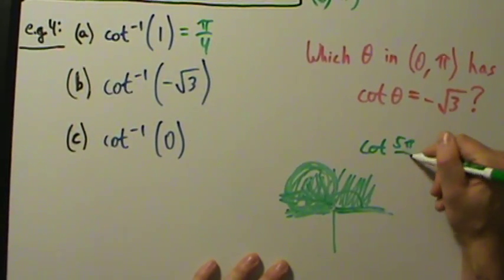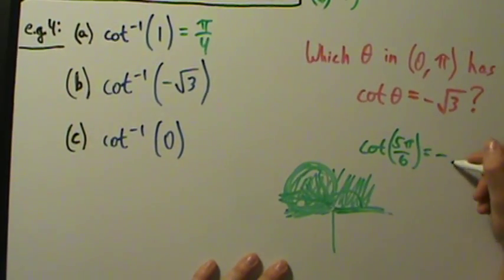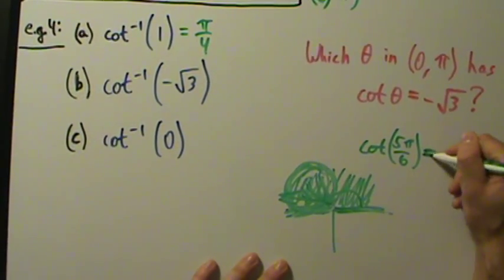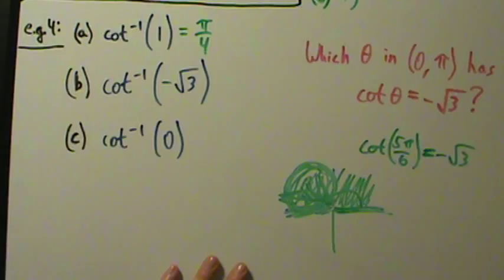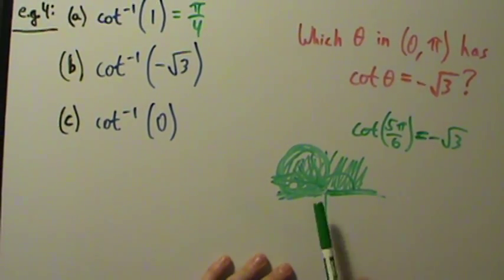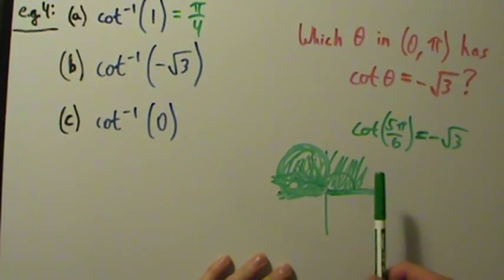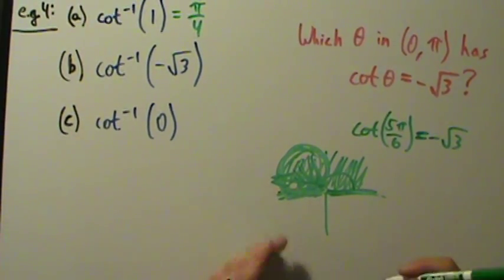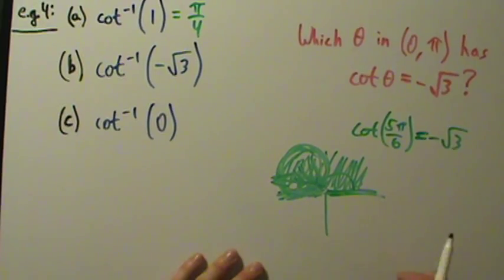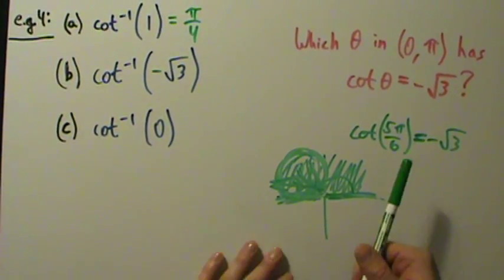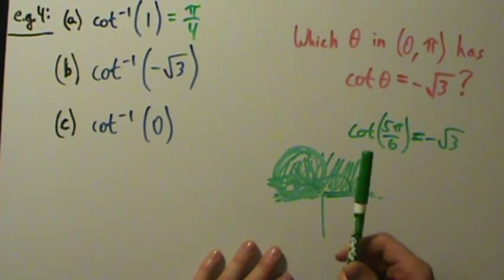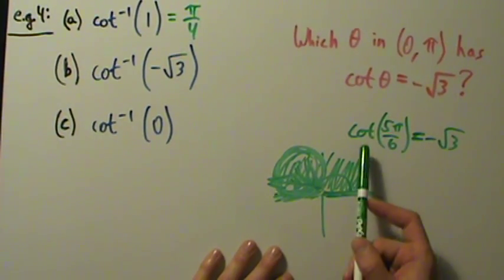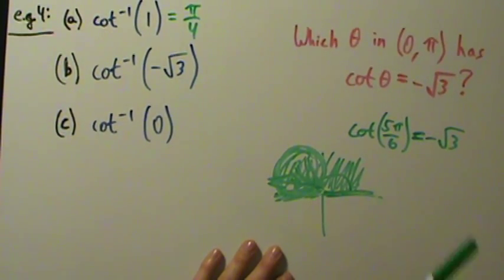Cotangent of 5 pi over 6 is negative square root of 3. Okay. So your unit circle might not be labeled with cotangents, but again, remember that cotangent is just cosine divided by sine. Or you might have a unit circle and maybe a chart of values. You might not have all the cotangents memorized, which is fine, as long as you remember how to get them. Remember that cotangent is cosine divided by sine. So that's really what you want to remember.